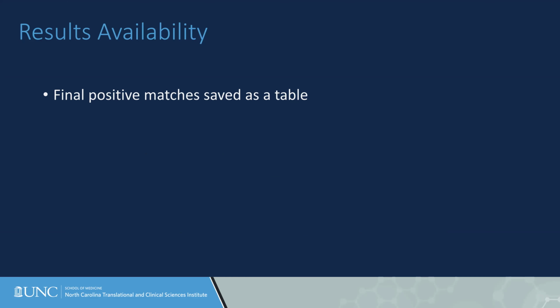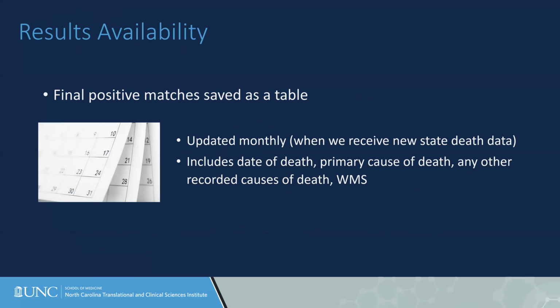All right, so now we have reached the end. We got to our final positive matches, and we will save those into a table that can be used for research purposes. So this table gets updated on a monthly basis because that's how often we receive new state death data. And it includes things like, as I've said, the date of death, primary cause of death, any other recorded causes of death that were in the state record. And the weighted match score is accessible in this table as well.